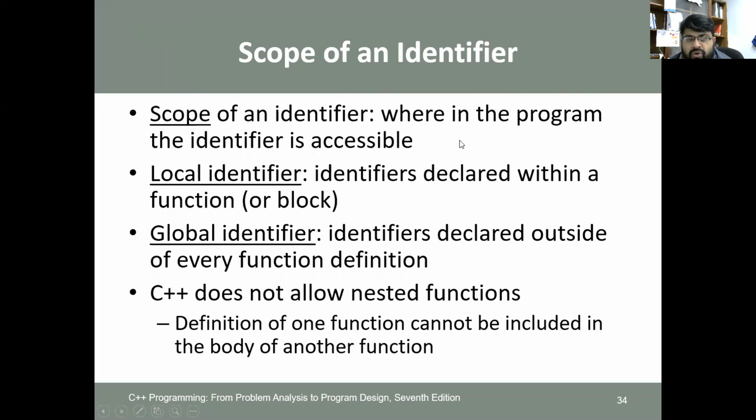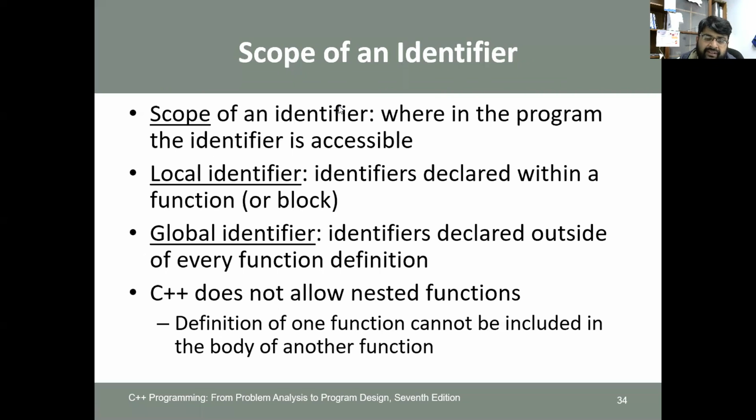So we talked a bit about the scope of an identifier earlier on. By scope, I mean the place or the limit in which an identifier is accessible within the program. So at which places is the identifier accessible, and at which places it is not. And in that, we have two categories: the local identifier and the global identifier.